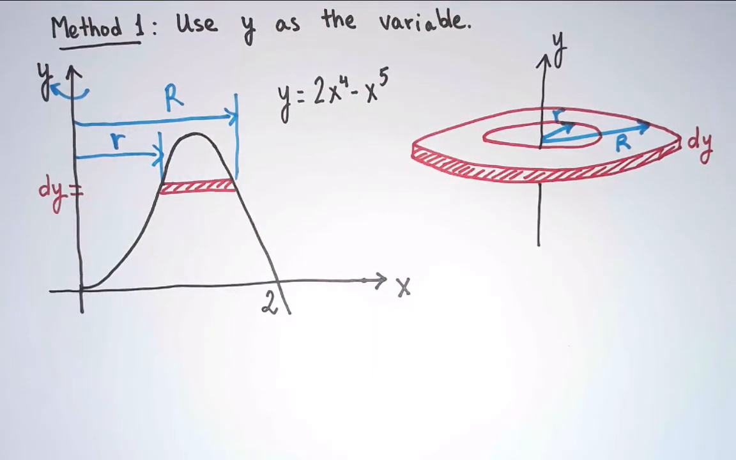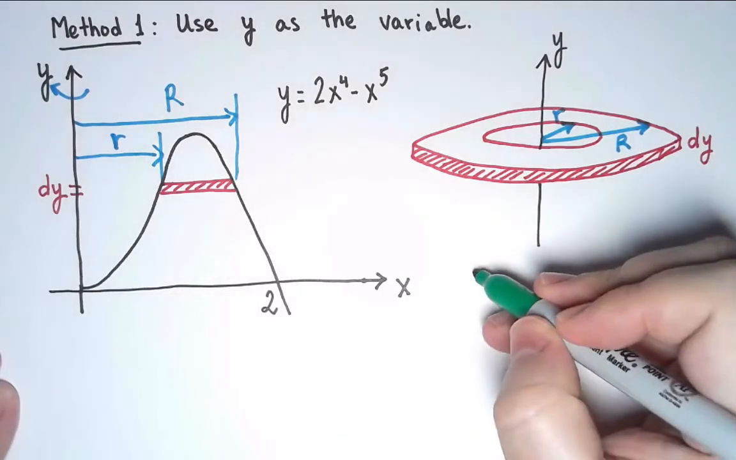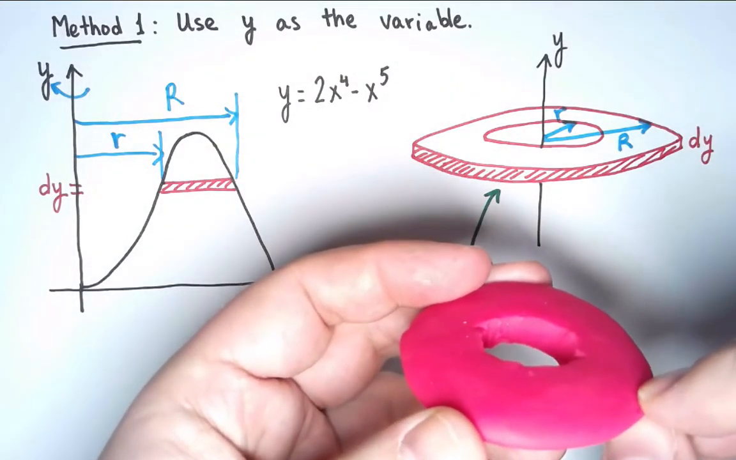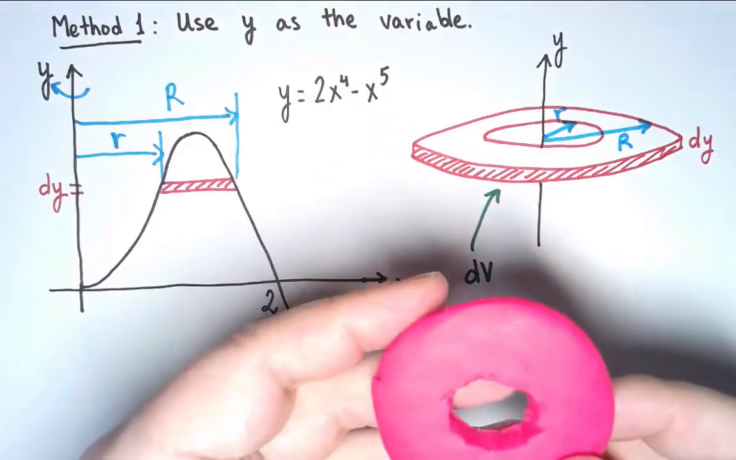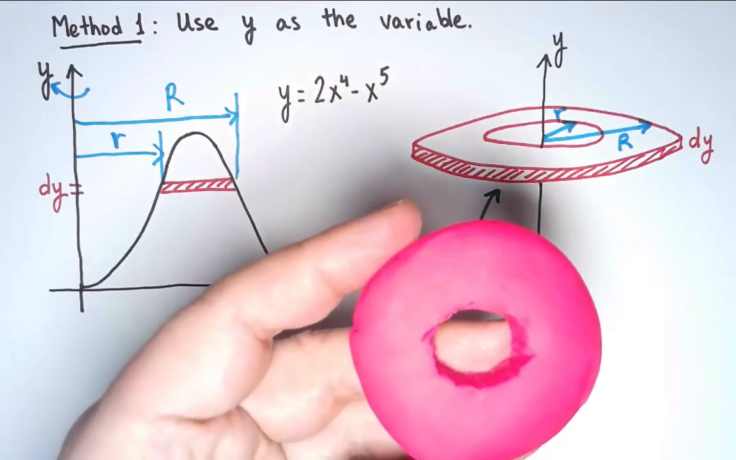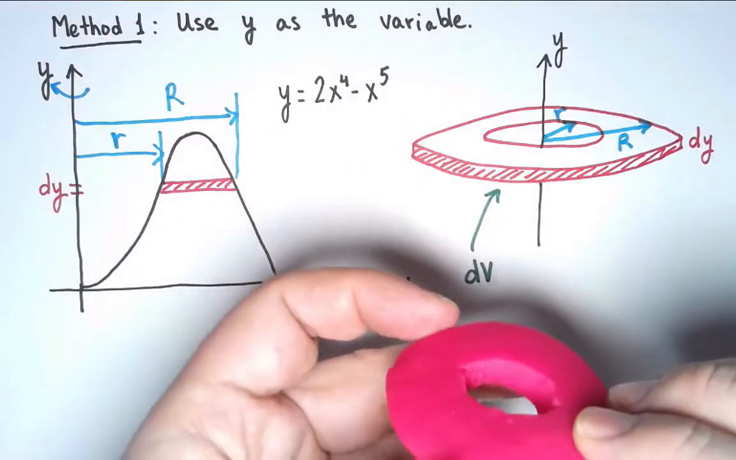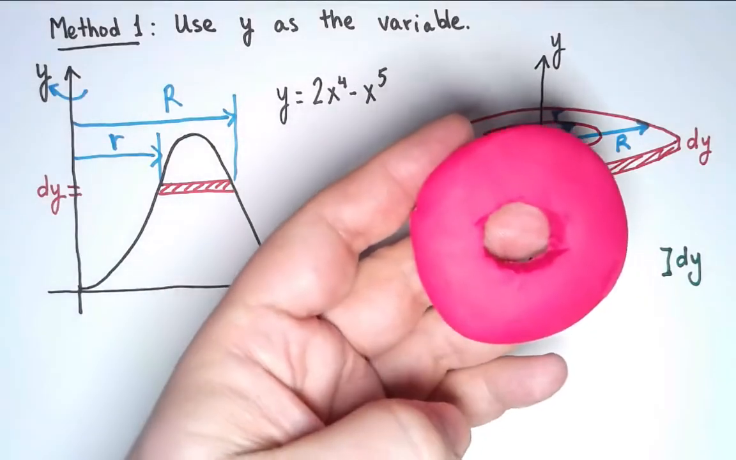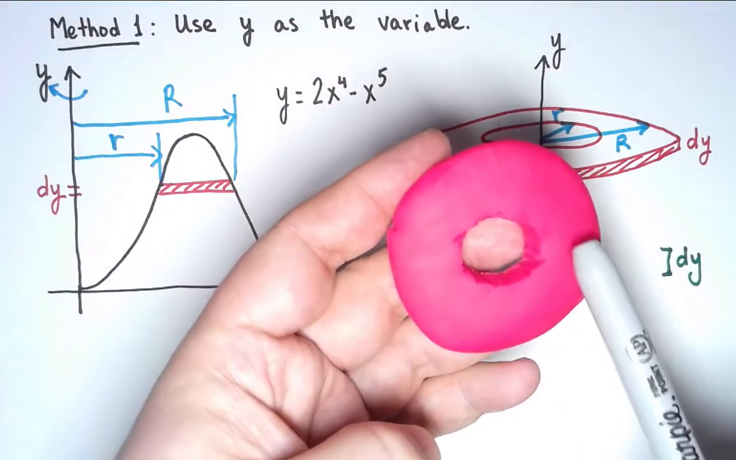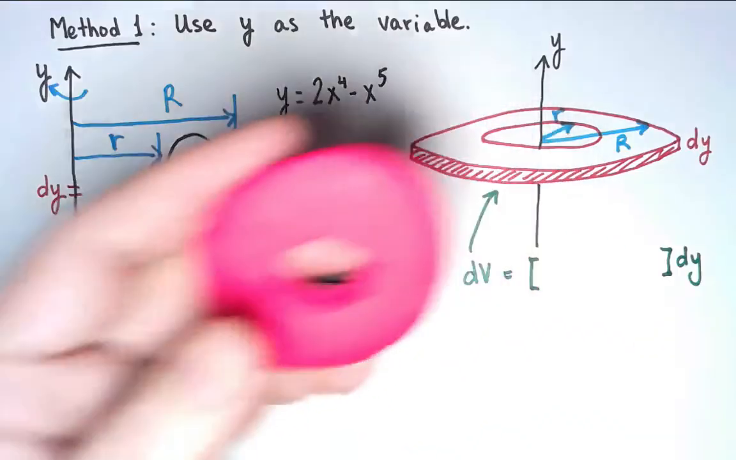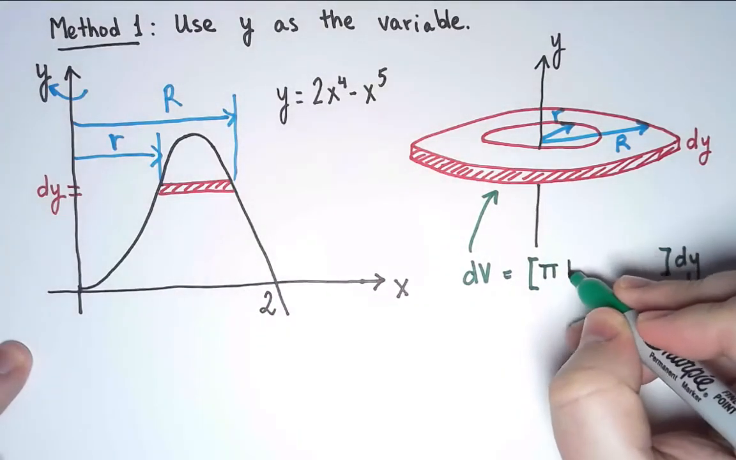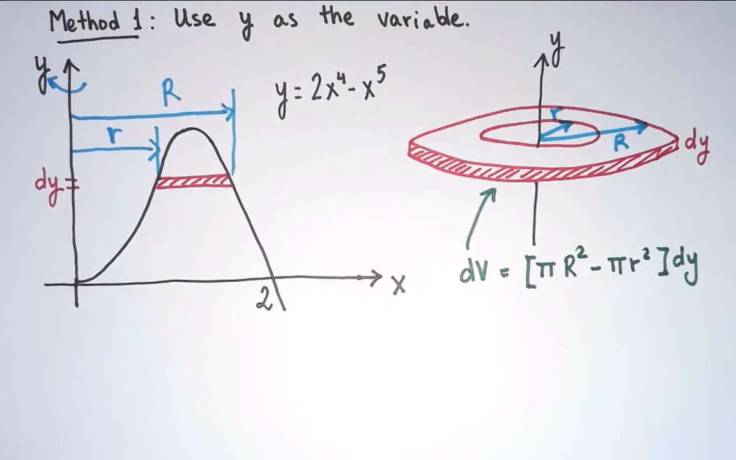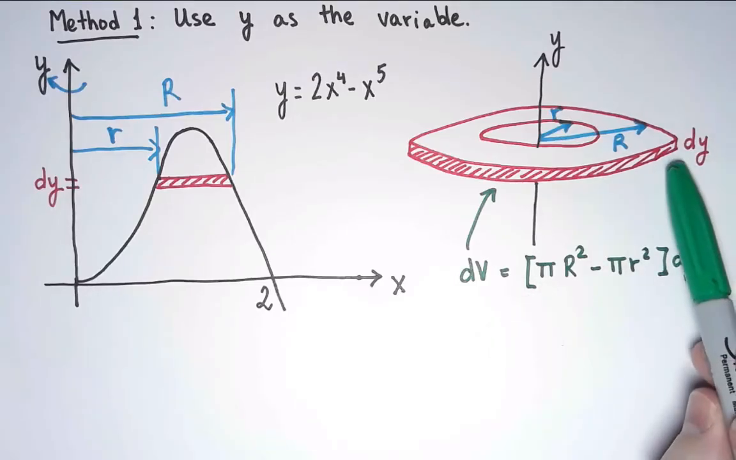Next, I want to figure out what the volume of this piece is. It's going to be an infinitesimal volume because this annulus has an infinitesimal height. That's the infinitesimal dimension. What will the volume be? It's going to be the surface times the height. The height is dy. What is the surface? It is like a big disk that is missing a smaller disk. So it will be the surface of the big disk minus the surface of the small disk. Excellent! That is the volume of one infinitesimally small piece.